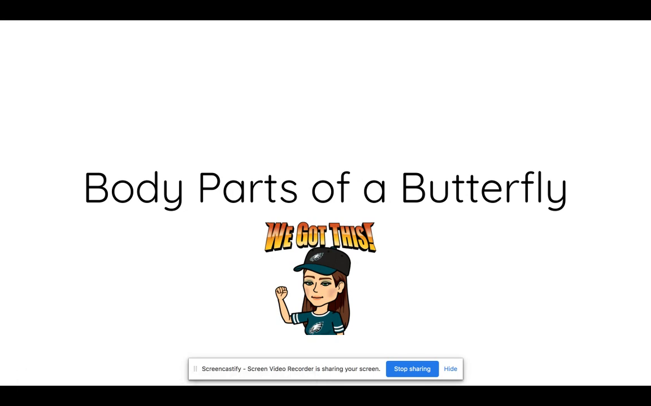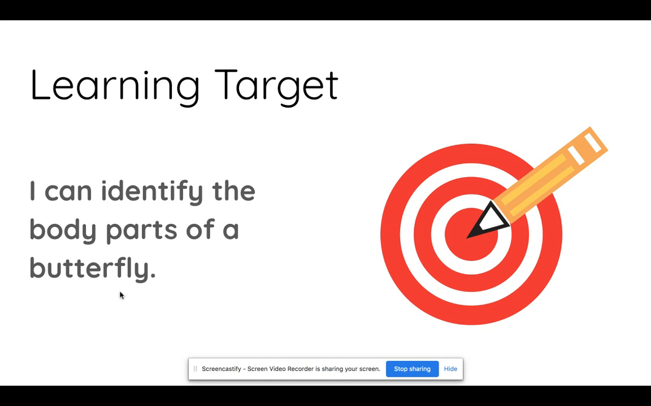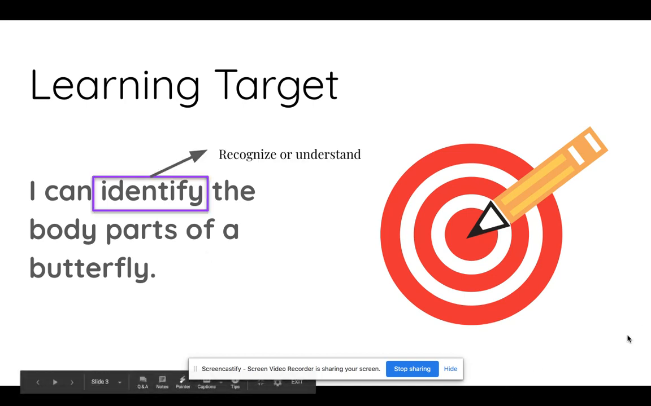And repeat after me. We got this. Awesome. So today's learning target is I can identify the body parts of a butterfly. Now I'd like you to read it with me. I can identify the body parts of a butterfly. Good, so let's unpack that learning target here.